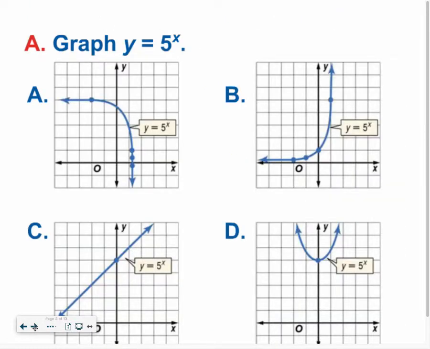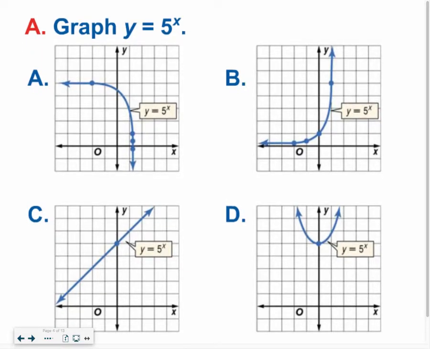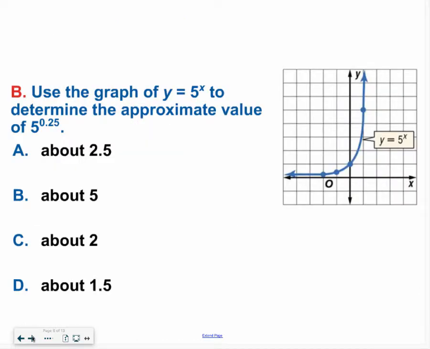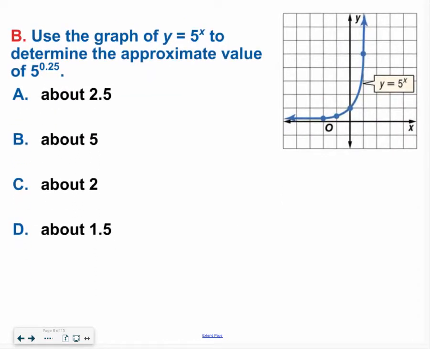All right, so which one of these is an accurate graph for y equals 5^x? Hopefully you decided graph B was what the graph y equals 5^x would look like. Go ahead and try one more. Hopefully you got about 1.5. So if you do 5 to the 0.25 value, you get 1.5.